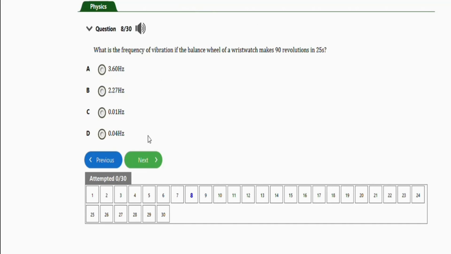Alright, so the next question will be this question. It says, which of the following is a wind instrument? We have bells, flutes, piano, guitar. The correct option is option B, which is flutes. Flute is a wind instrument.